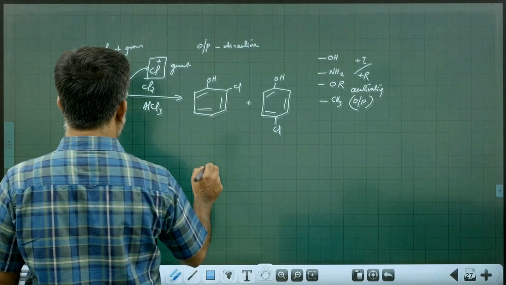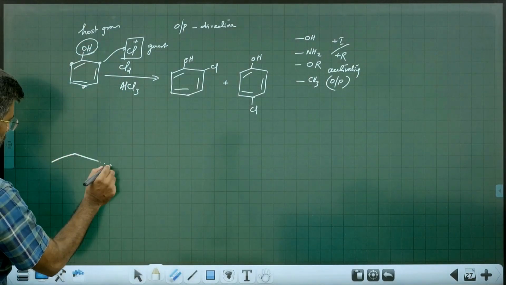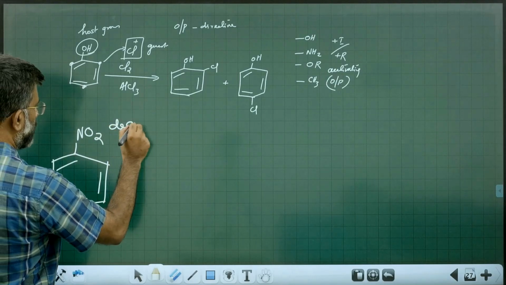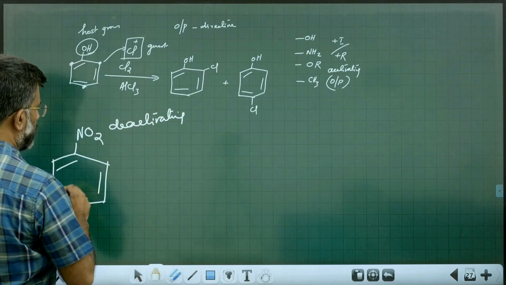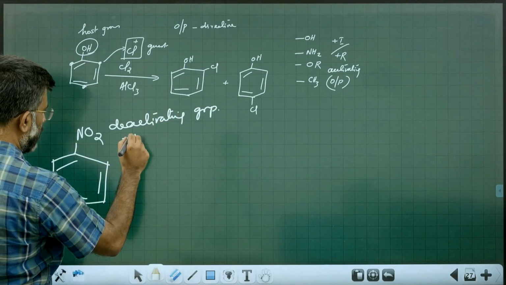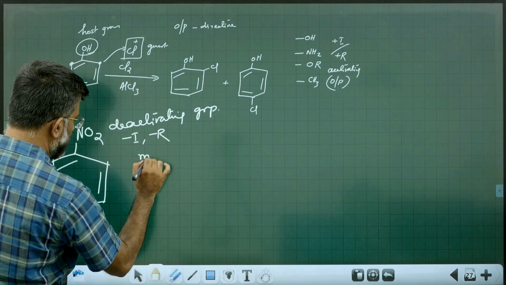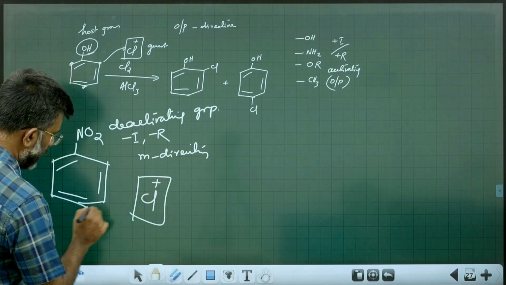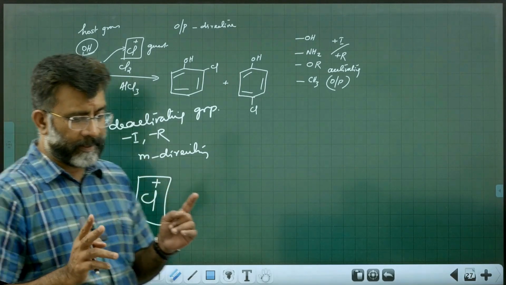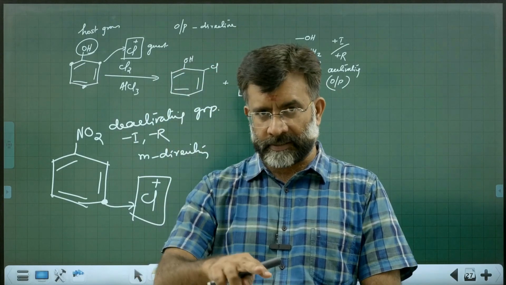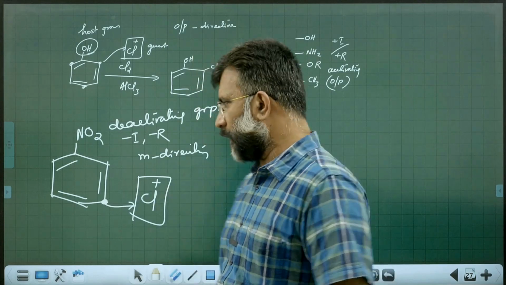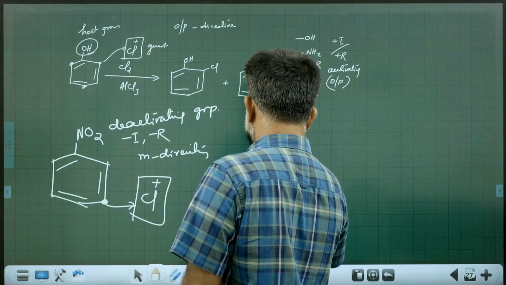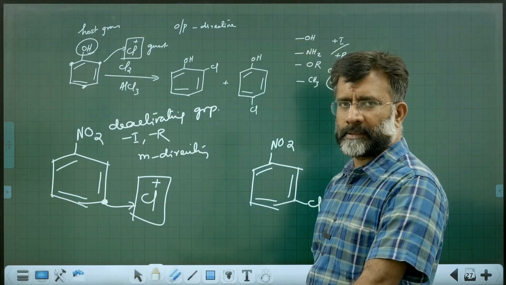Meanwhile, if you take the example of nitrobenzene, the nature of the nitro group is just the opposite. This is a deactivating group, as it has a minus I effect and a minus R effect, therefore it is meta directing in nature. Imagine you have an electrophile, it is preferably attacking over here. The attacking tendency is less. If it attacks at a meta position, you get only one product, that is the meta substituted product. You have NO2 here and chlorine coming here. You get the meta substituted product.